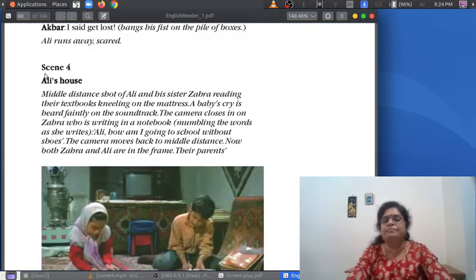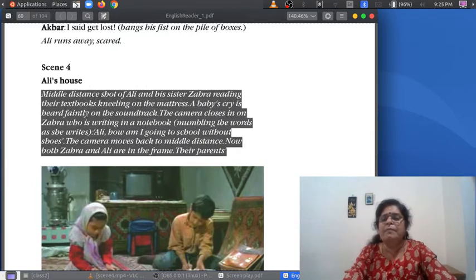Okay. Scene 4. Ali's house. middle distance shot of Ali and his sister Sarah reading their textbooks, kneeling on the mattress. A baby's cry is heard faintly on the soundtrack.